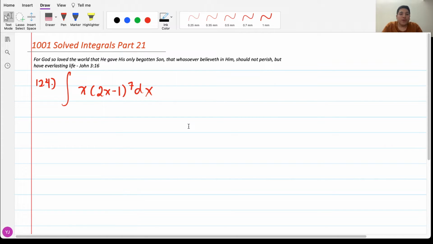Hi, so for today we are going to talk about 1001 solved integrals part 21, and currently we are now at number 124. Okay, and for this first problem we're going to solve the integral of x multiplied by (2x minus 1) raised to 7 dx.